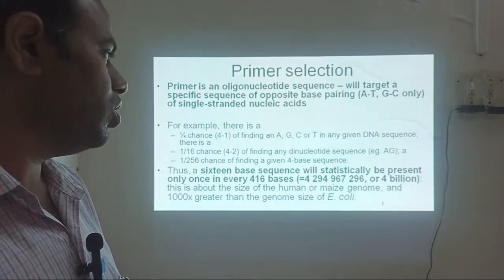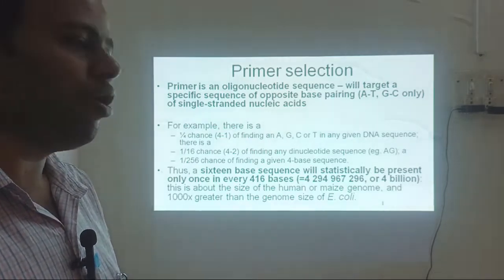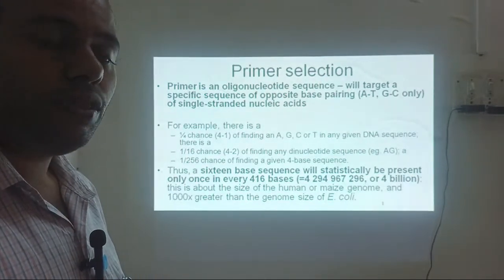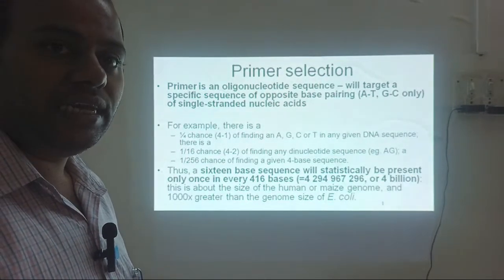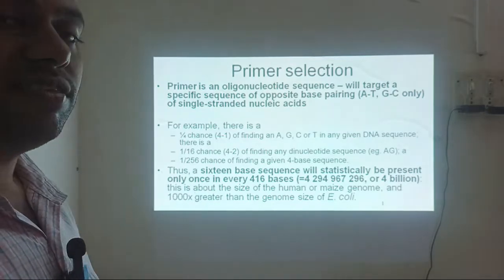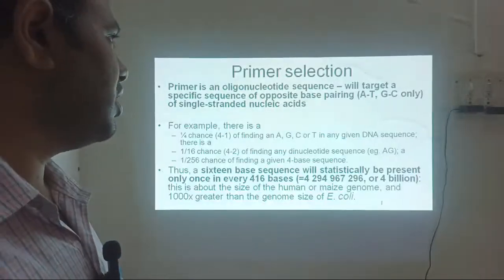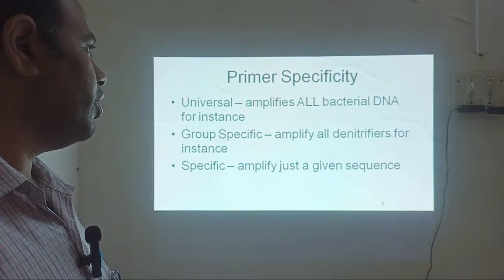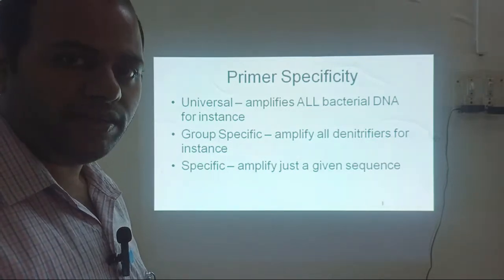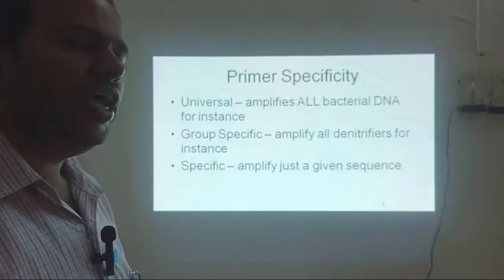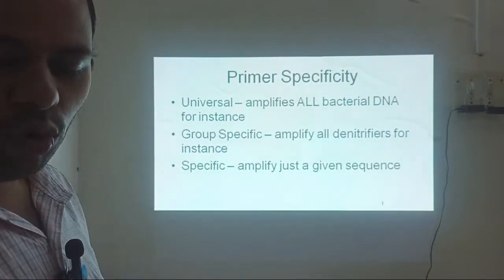That is about the size of a human genome or a maize genome. It is far greater than the E. coli genome, okay. So therefore, this is the uniqueness of the primer. Therefore, primer synthesis is very important, or selection of primer is very important. Primer specificity is also very important. Okay, so the primer should bind at the required sequence only. If it is not binding at the required sequence, then what will happen? It will not give the sequence that we want to amplify.